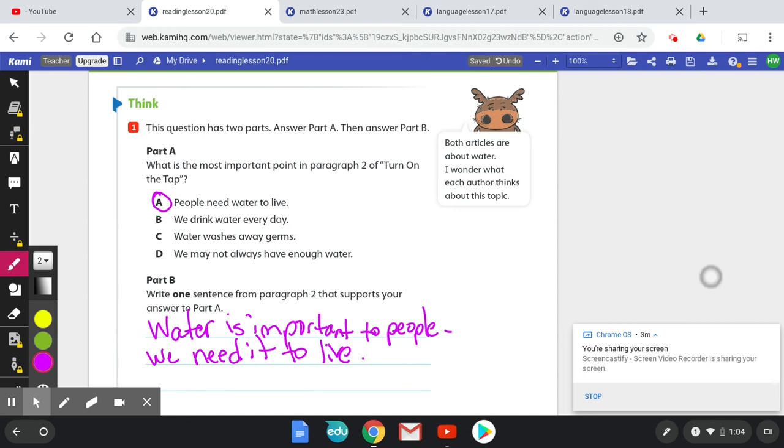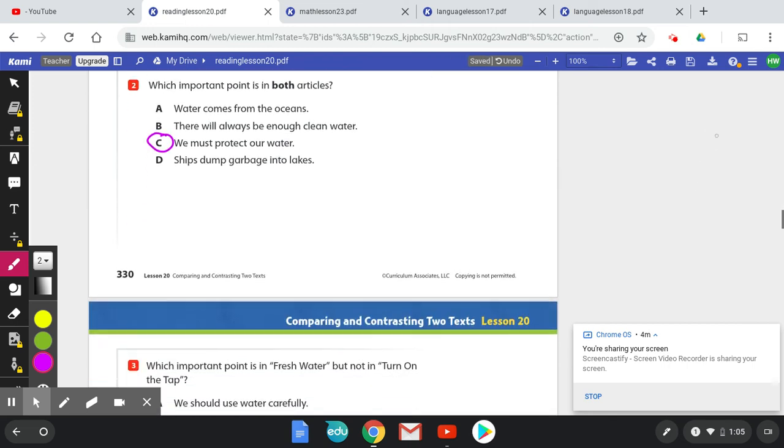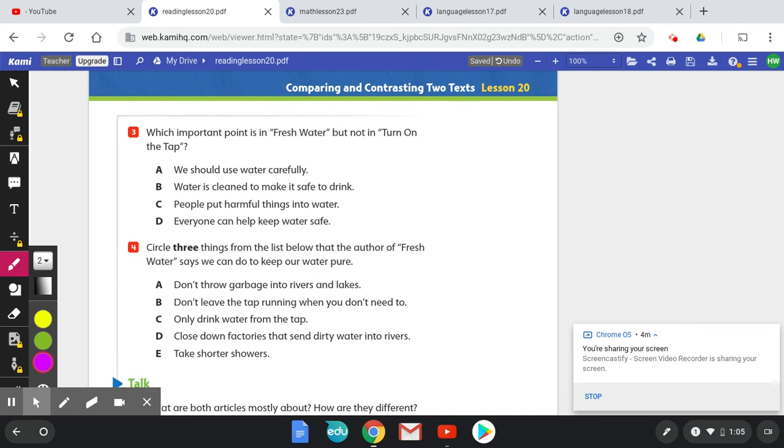All right. So which important point is in both articles? Looking at these choices, which one was in both of the articles? And I hope you chose C, that we must protect our water. It was talking about that in both of them. So keep going on the next page for number 3. It says, which important point is in Fresh Water but not in Turn on the Tap? And I hope after reading all your answer choices, you knew that D, everyone can help keep water safe.